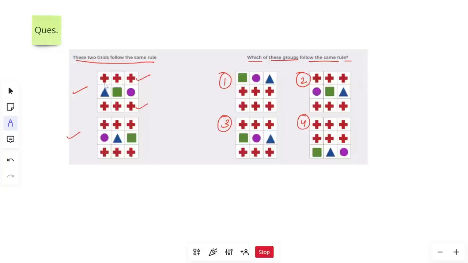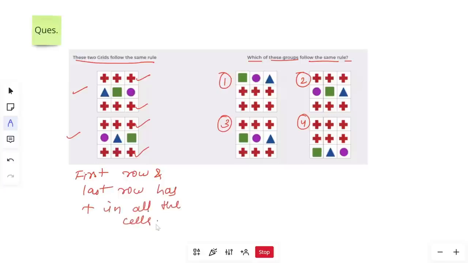See now, in the first row and the last row we have plus here. Here also in the first row and the last row we have plus here. So the logic is that the first row and last row have plus in all the cells. Based on this rule we have to find out the answer.